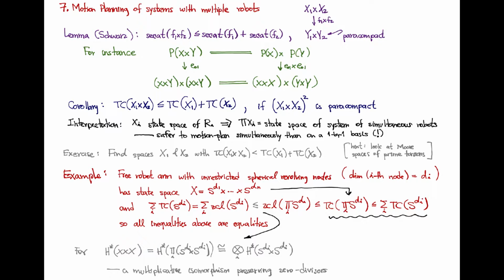Now here's an interesting exercise for you. Find a couple of spaces, X1 and X2, so that this inequality is actually strict. And well, the hint is look at what happened for category, and namely look at Moore spaces, and the situation is simpler if they are suspended Moore spaces, but they correspond to spaces of different torsions. Then you can prove that this inequality holds.